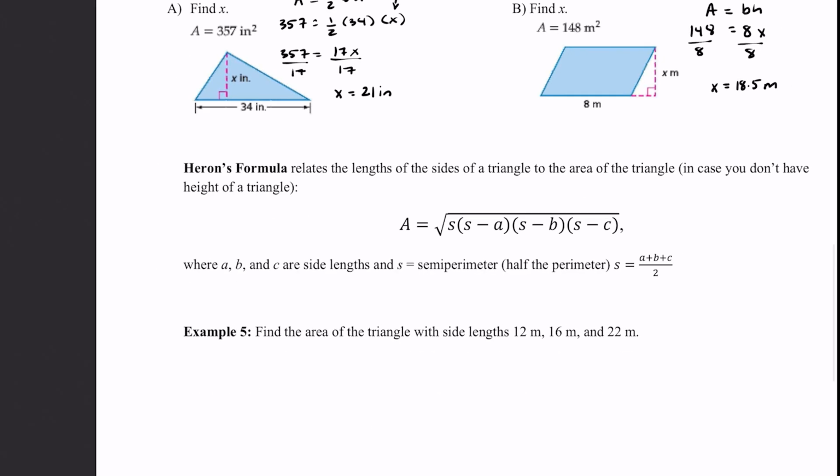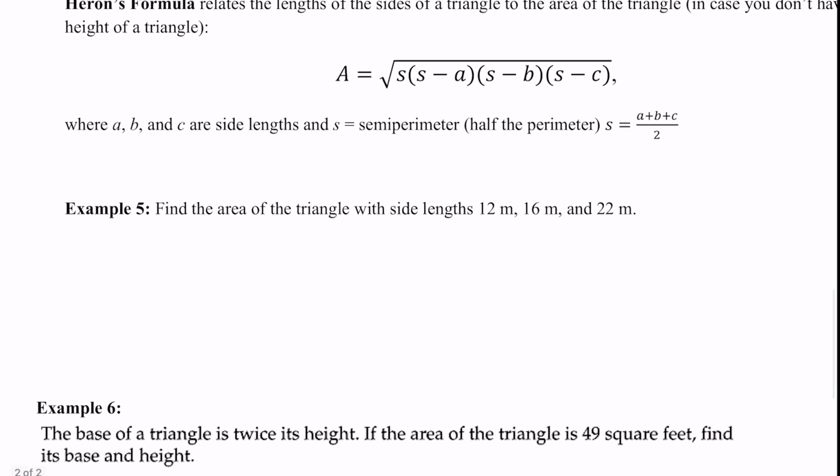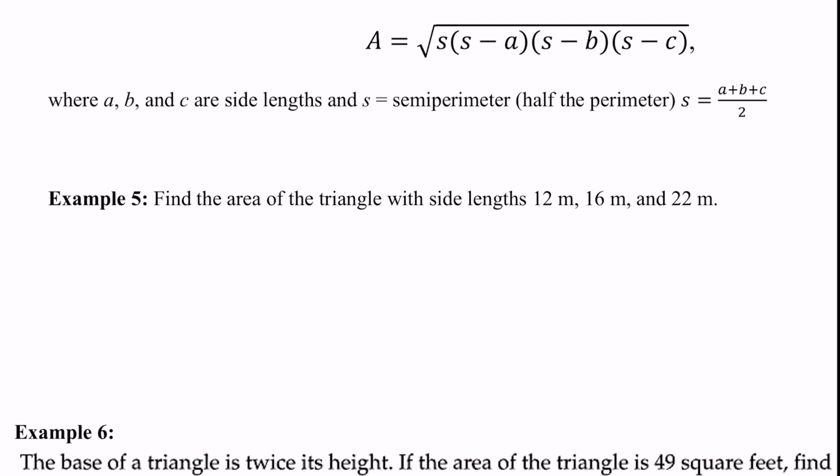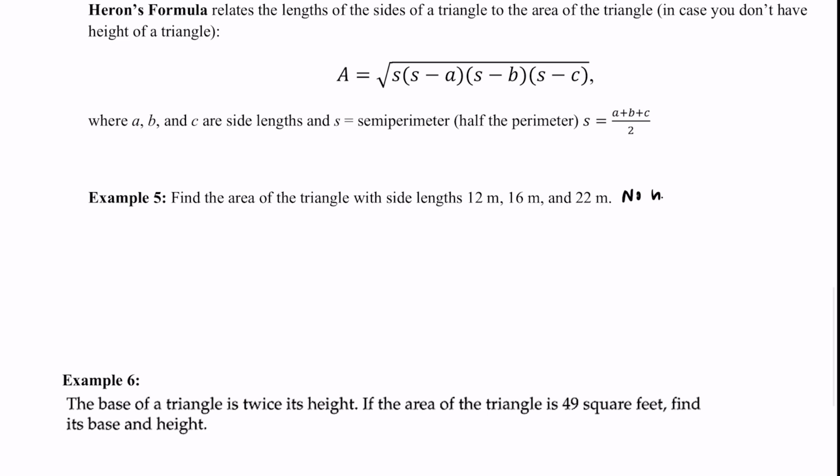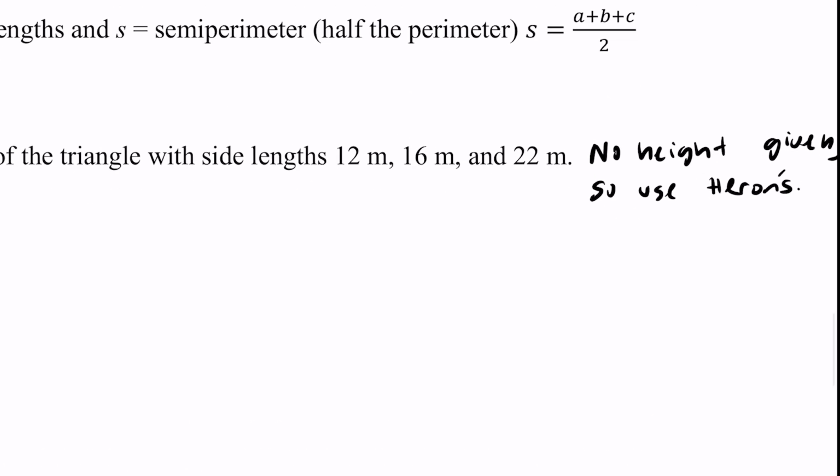Okay? So let's take a look at this example here. Example 5 says, find the area of the triangle with the side lengths 12, 16, and 22 meters. So you don't have a height. So let's make a note here. No height given. So use Heron's. Okay. So I have 12, 16, and 22. I'm going to write A, B, and C respectively.